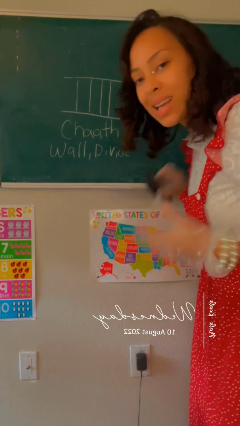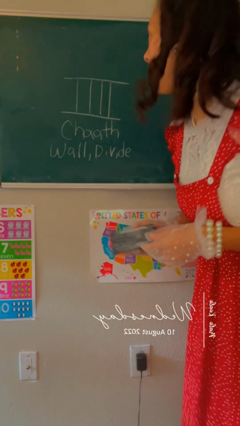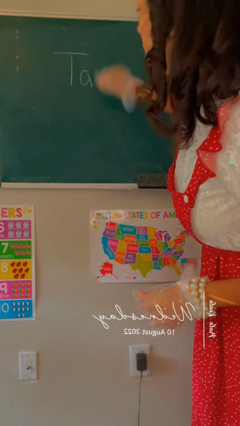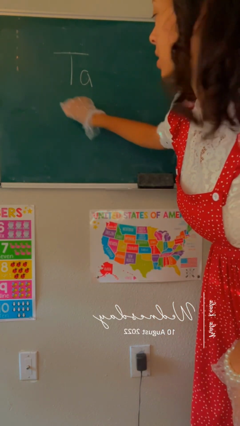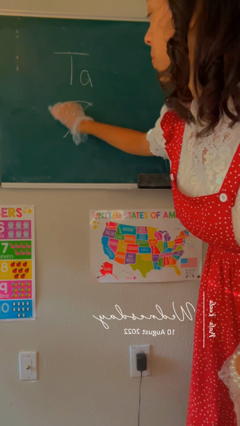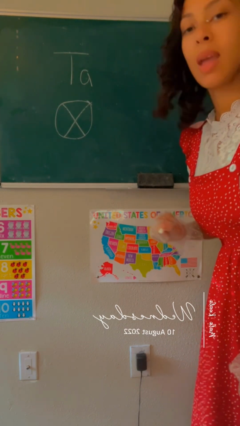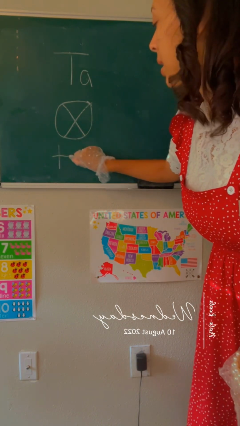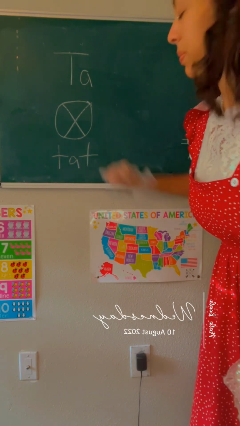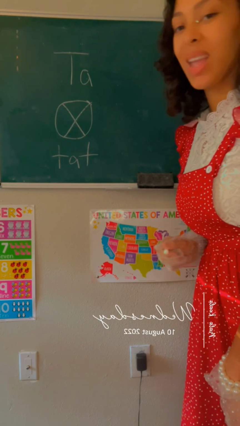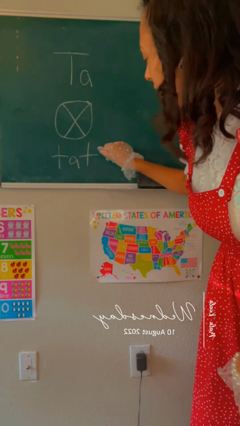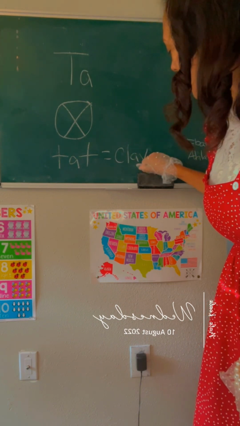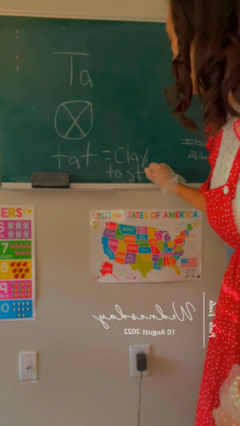Okay, and lastly we're going to do the Hebrew character tet. Tet looks like this, and it comes from the Hebrew word tet. Tet means clay, to store.